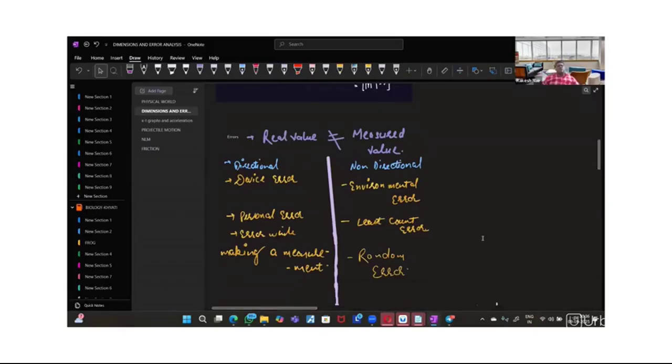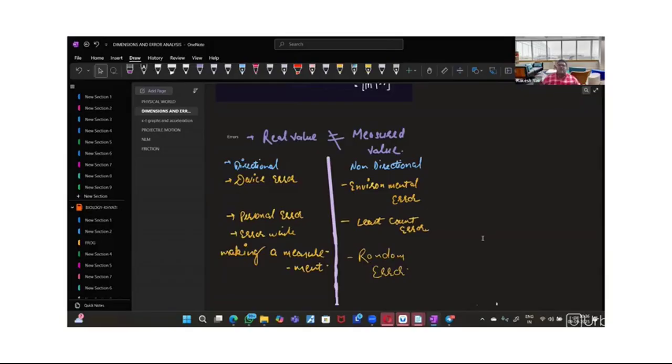One is the device error, which you can call a directional error. Every device holds a directional error, I must tell you that. That is also known as the zero error. It is a personal error. Why personal error? Because it is the error made while making a measurement. It is the error which we will make in every graduated measuring device, like a scale, like test tubes. Everything holds a certain grade of personal error, directional error, device error, all meaning the same.